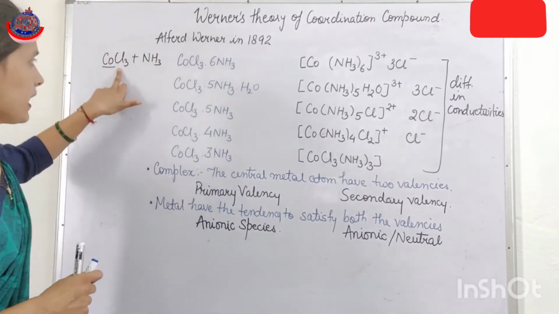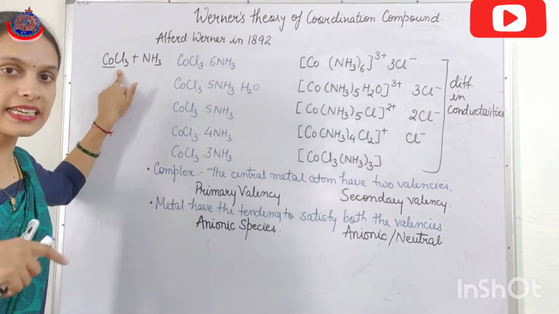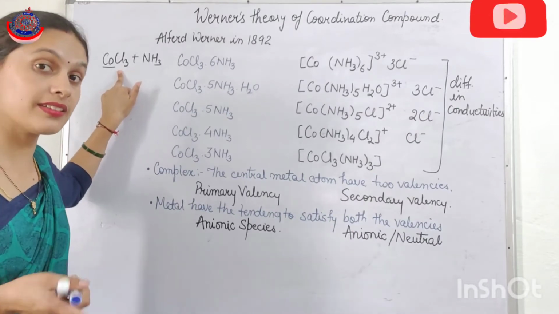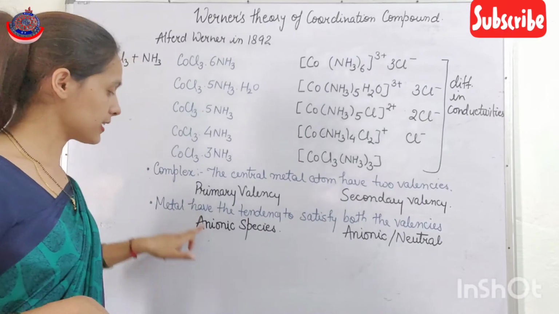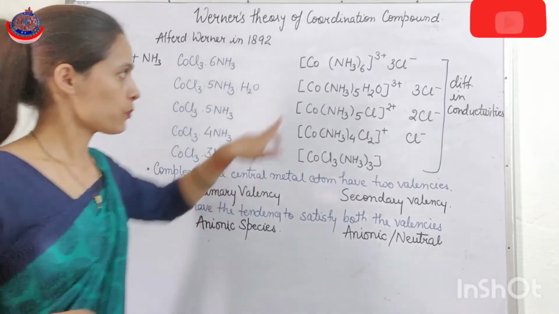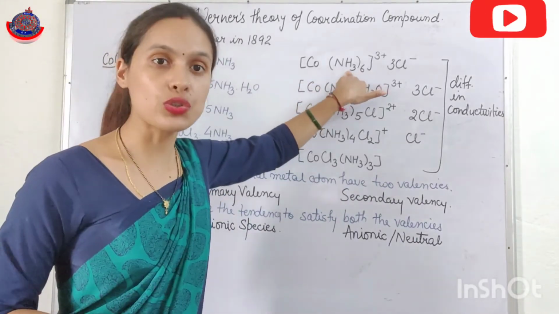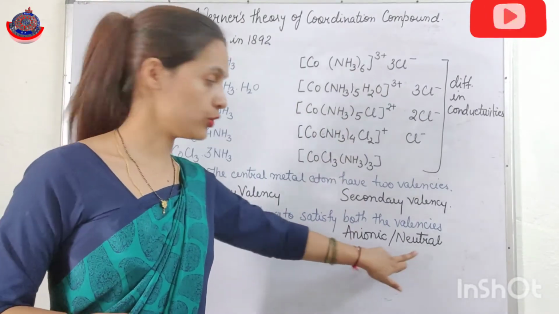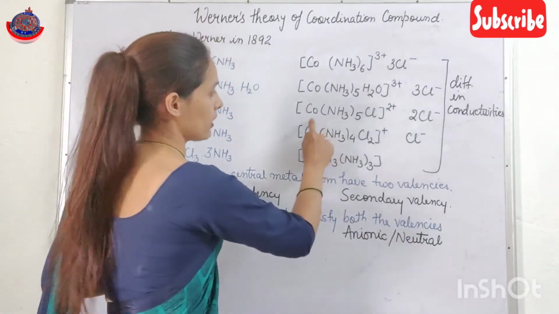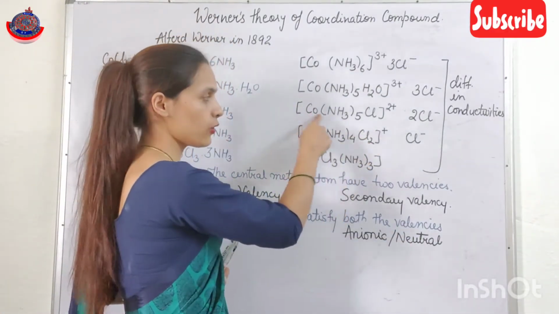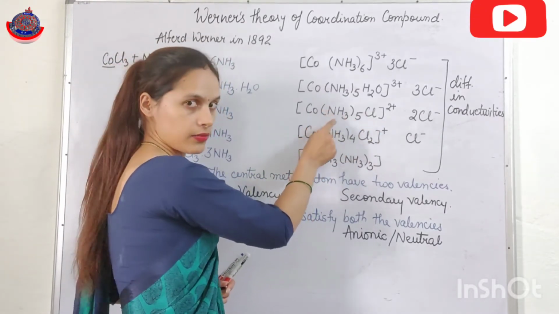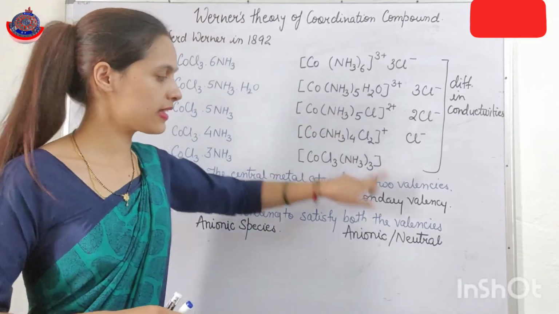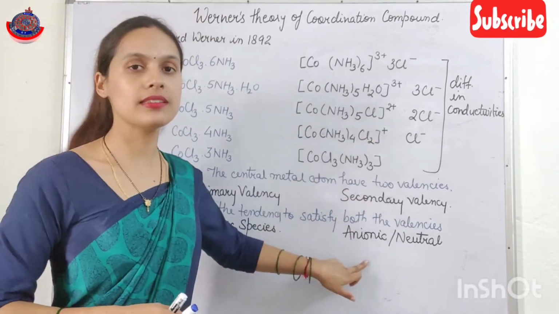Clear? Now here primary valency is Cl and it is in the form of Cl negative. ये Cl negative के presence में, so that's why the primary valency is satisfied by anionic species. In this case NH3 is neutral, therefore it is neutral. And if I see this equation, that is Co(NH3)5Cl, now the 5 valencies are neutral and the 1 valency is anionic.